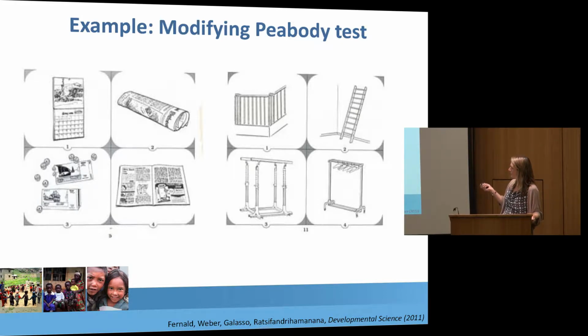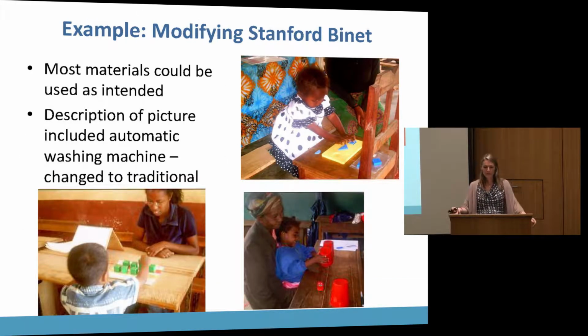And then here, for example, we removed the staircase from the banister and just kept the banister. So the idea was to keep it as true to form as we could, while removing things that would introduce a cultural bias into the test. In terms of the Stanford Binet, we actually could keep most of the materials to be used as intended. There were some things in terms of the pictures, when a child had to describe a picture. When there was a picture of an automatic washing machine, we changed it to a traditional washboard. So we did an extensive adaptation, and I'm happy to talk more about this in the question period, but we did spend a lot of time making sure that the tests were accurate and were reflecting what we wanted them to.